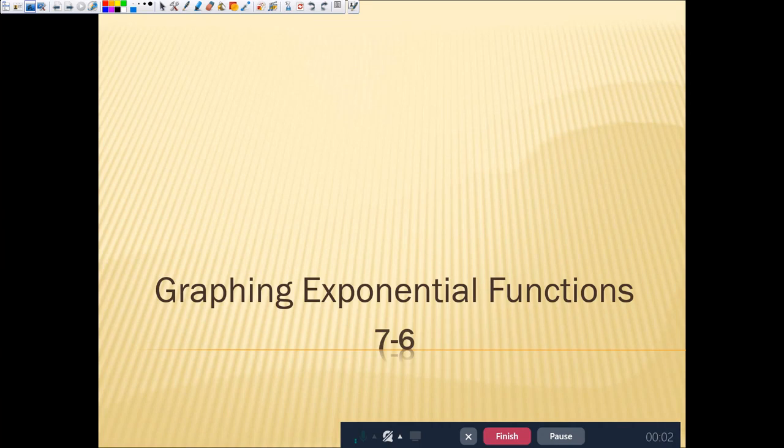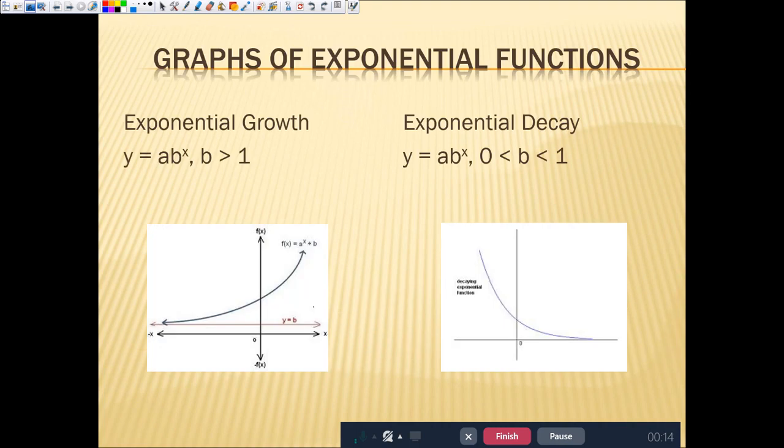Alright, so today we are going to be graphing exponential functions. The exponent rules that we've been using are going to kind of apply to this, but we're going to be putting them in graphs now. An exponential function is written in the form of y equals a times b to the x power. If it's an exponential growth, the b is going to be greater than 1. If it's an exponential decay, the b is going to be in between 0 and 1.